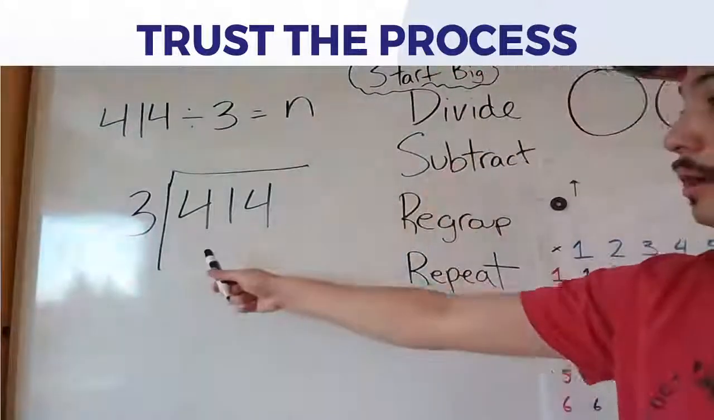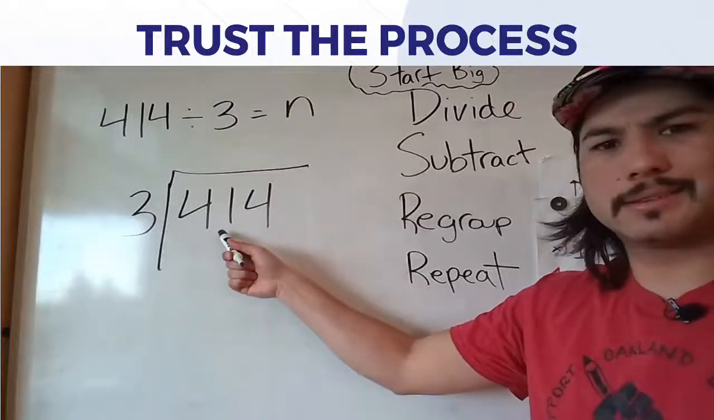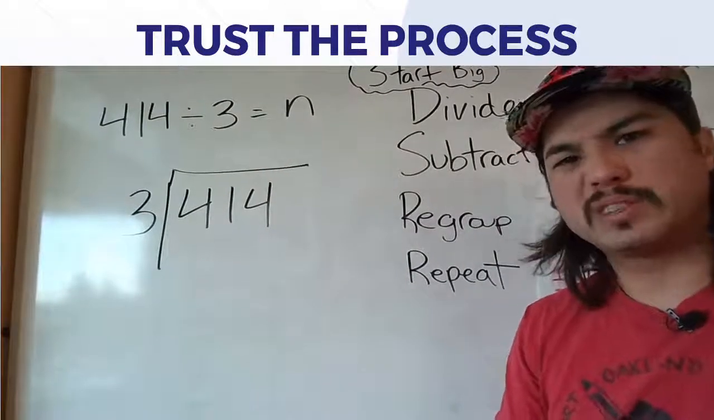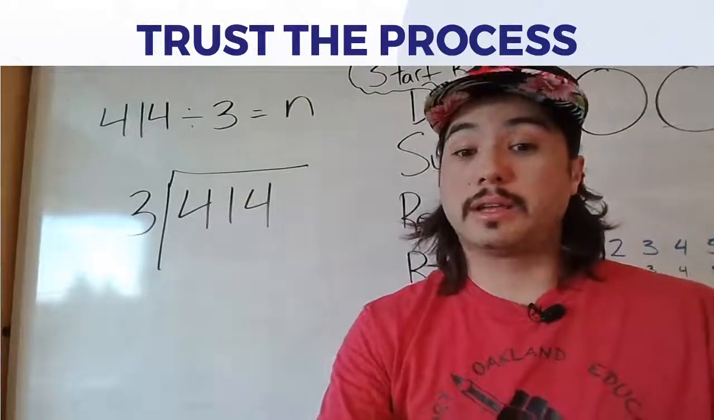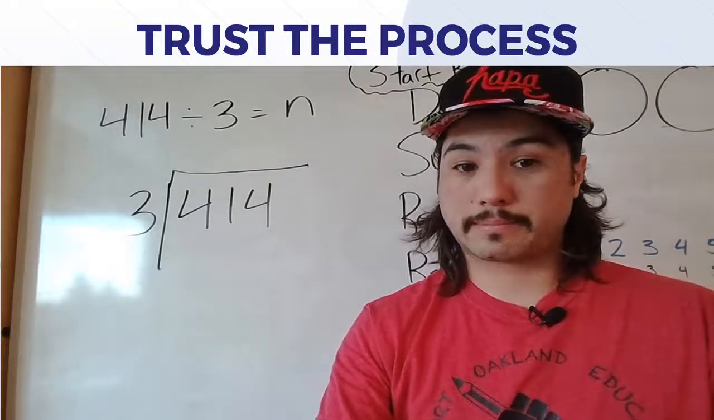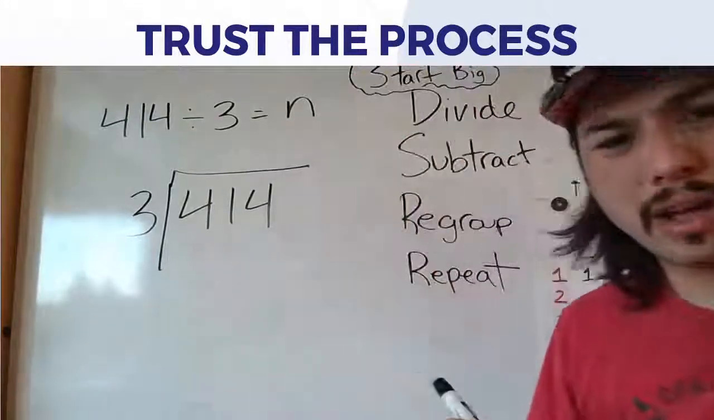So we're going to start with our largest place in our dividend. Is that our ones, our tens, or our hundreds? What's the largest place? What place has the largest value here of these three? Right? It'd be the hundreds place. So we're going to start in the hundreds.